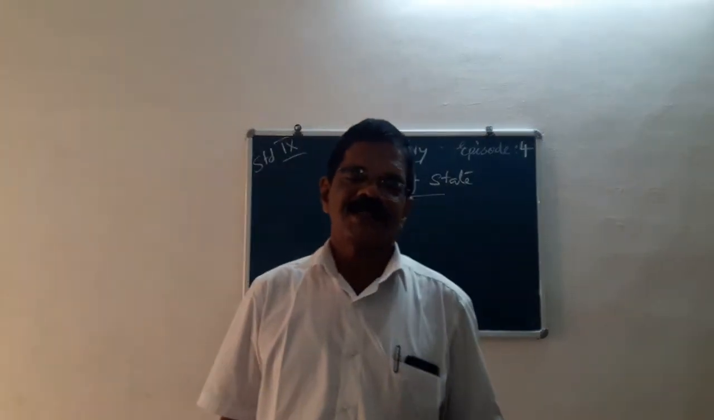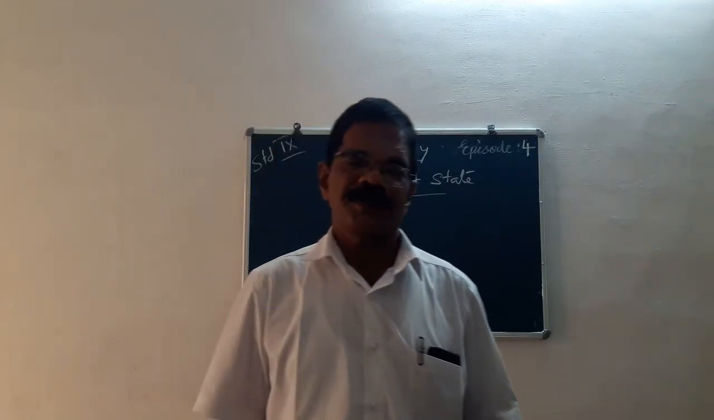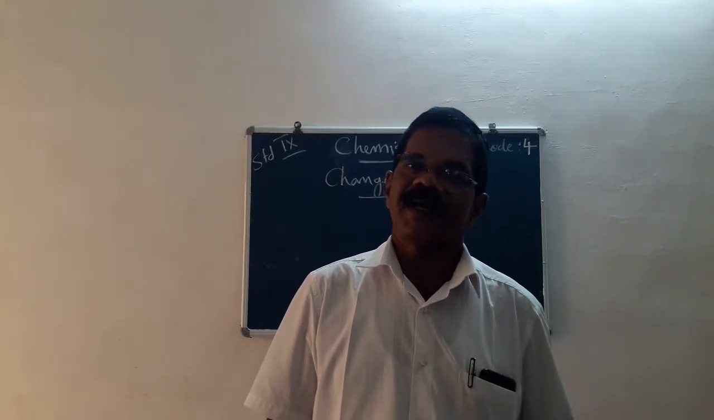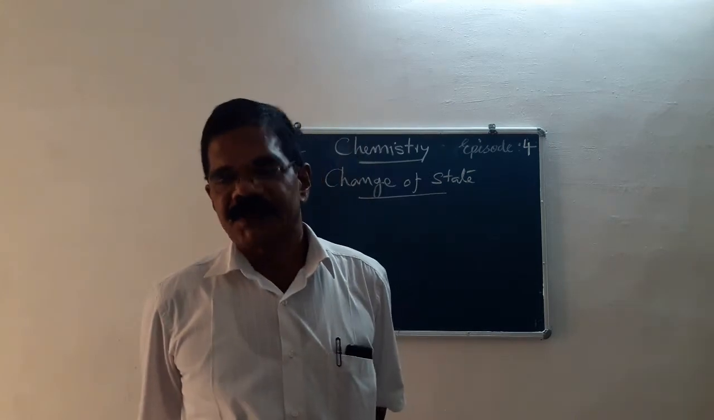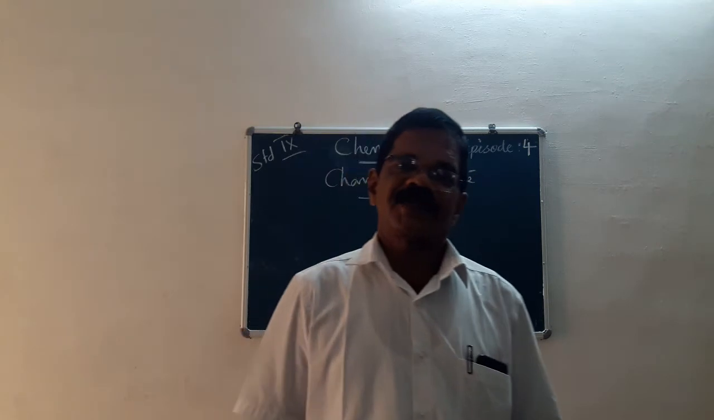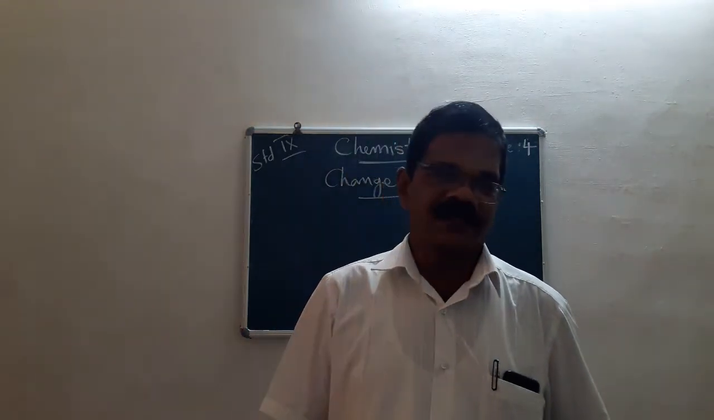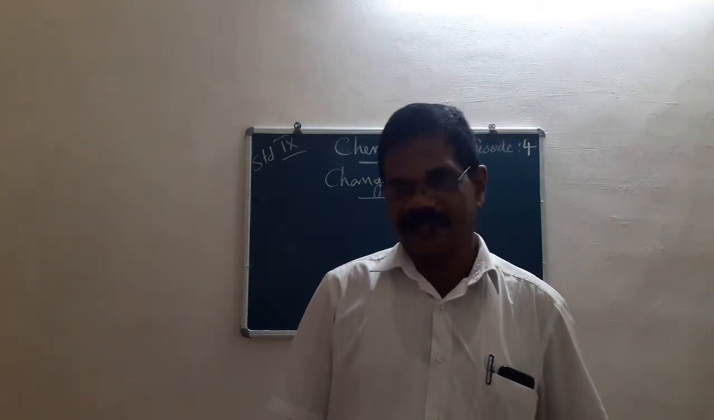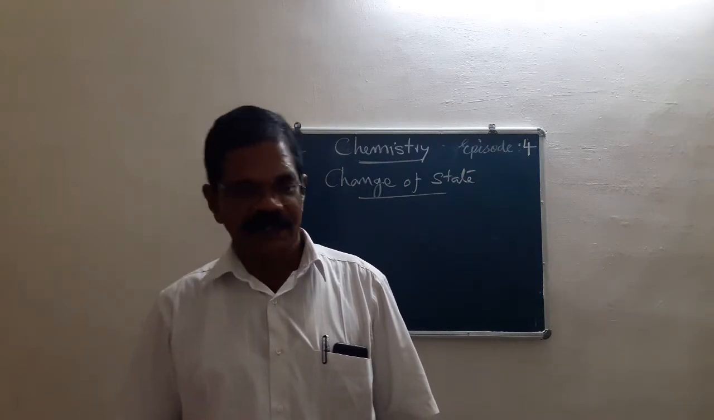During the last class, we have already learned the different states of matter. That is solid, liquid, and gaseous state. These three states are visible to us. In addition to these three states, there are two more states. That is, the fourth state is plasma, and the fifth state is Bose-Einstein condensate. That was also noted in your textbook.